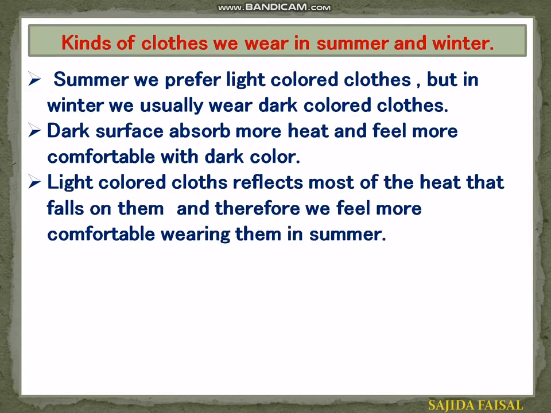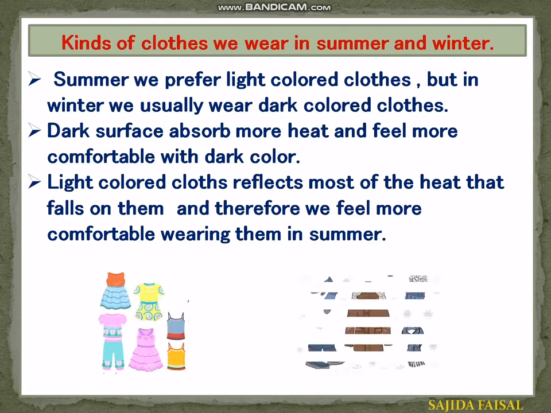Light color cloth reflects more of the heat that falls on it, and therefore we feel more comfortable wearing it in summer. Light cloth reflects the heat. That's why we wear light color cloth in the summer season. Dark cloth is worn in winter because it absorbs more heat, and then we feel warm. In the same way we wear layers of cloth in winter, because the layers trap the heat. That's why wearing layers of cloth is more comfortable in winter.